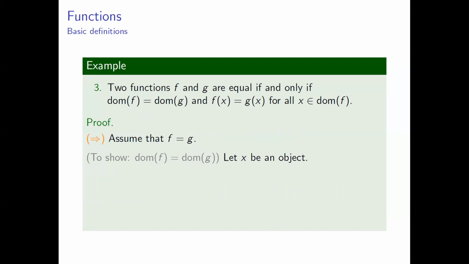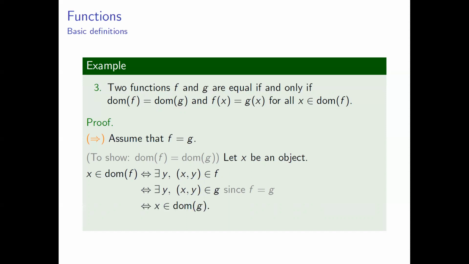Let x be an object. x is an element of the domain of f if and only if, for some object y, the ordered pair (x, y) is an element of f. Since f is equal to g, (x, y) is an element of f if and only if (x, y) is an element of g. So the above is equivalent to the statement, for some object y, the ordered pair (x, y) is an element of g. This in turn is equivalent to the condition that x is an element of the domain of g. Therefore, the domain of f is indeed equal to the domain of g.